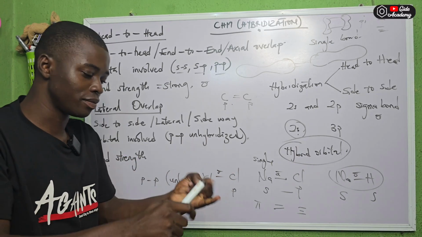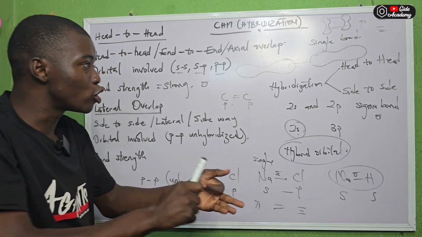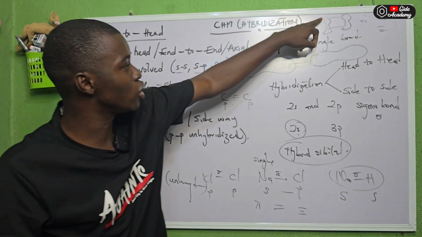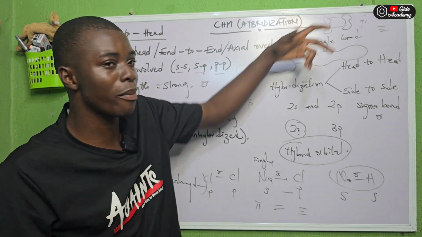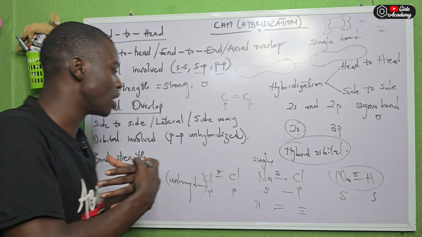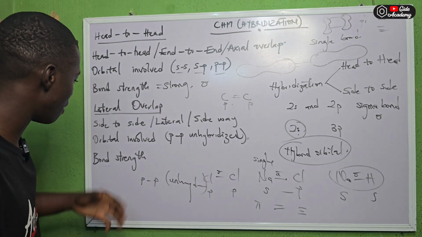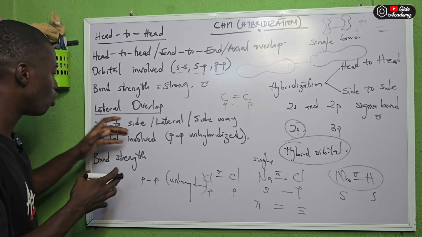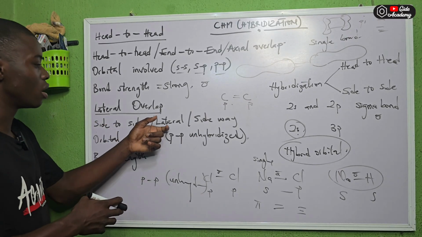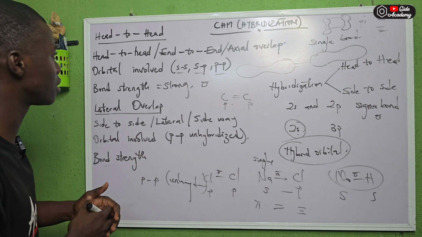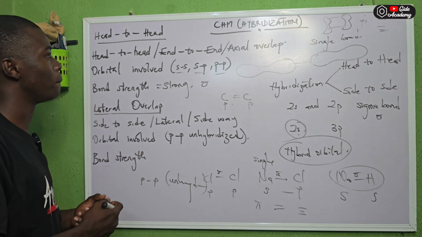But this head to head overlap can always be in form of S to S, S to P, or P to P. But the P to P here is hybridized, while this one is unhybridized. So when unhybridized orbitals blend together, they form what is called a pi bond, which is lateral overlap, side to side overlap, or sideway overlap. So this is just the major thing you need to know about overlapping of orbitals.